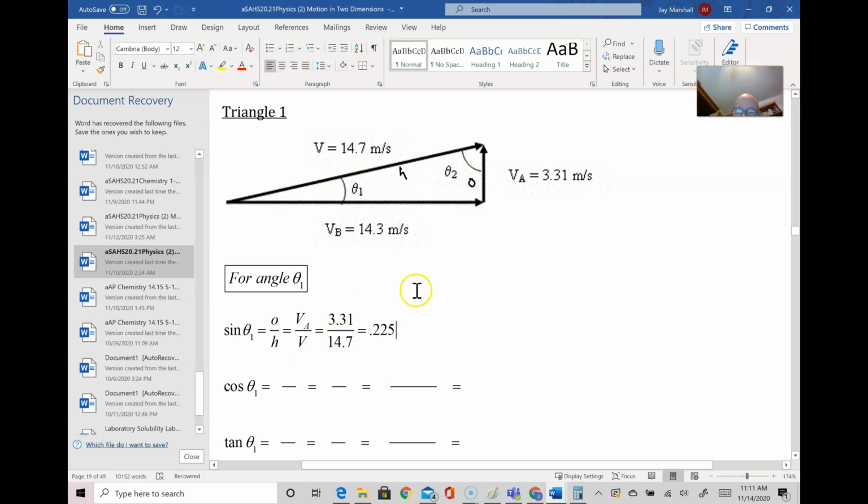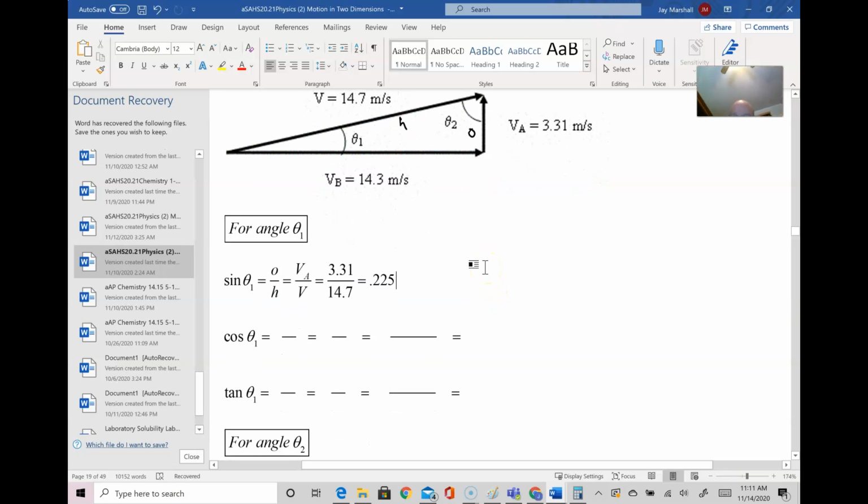And so I've also said, well, guess what? The opposite side is also VA, and the hypotenuse is also V, so I can substitute those in. And then that makes it really easy for me to see, oh yeah, that sine is 3.31 over 14.7, and that gives me 0.225. Okay, so let's do the same thing for the other two here.